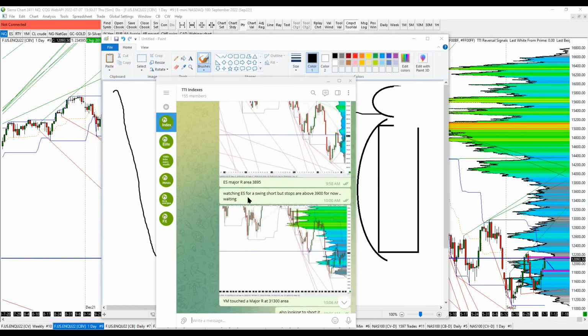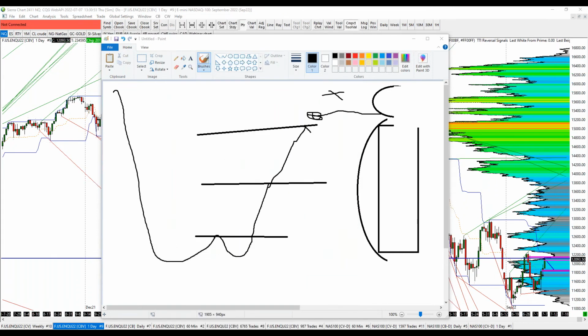Watching ES for a swing short, but stops are above 3,900. Above 3,900. What was the high today on the ES when it bounced down? It was exactly 3,900. It bounced down. So now if you traded 2 points before that, your risk was maybe 2-3 points only for a possible swing short. Do you understand that, right? Good.